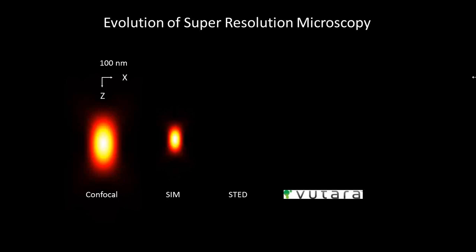So one of the first techniques to address this limitation was structured illumination, which gave you a twofold improvement in resolution. And for some biological applications, that worked out really, really well. But we still want to push the diffraction limit. So the second technique to get commercialized was stimulated emission depletion. It gives you about a 5-fold improvement in resolution.